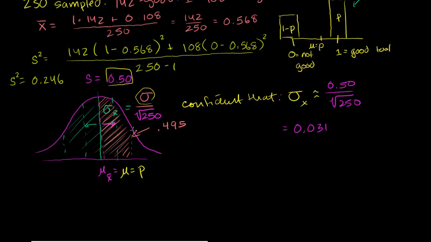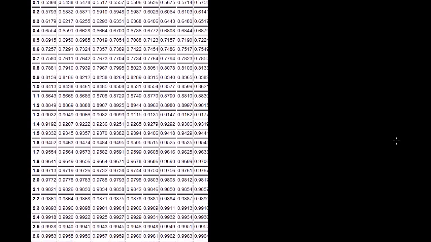Now, if this is 0.495, this value on the z-table right here will have to be 0.5 plus 0.495, because if you include all of this area, it's going to be 0.5. So it is going to be 0.995. Let me make sure I got that right. 0.995. And so let's look at our z-table. Where do we get 0.995 on our z-table? 0.995 is pretty close. Just to have a little error, it will be right over here. This is 0.9951.